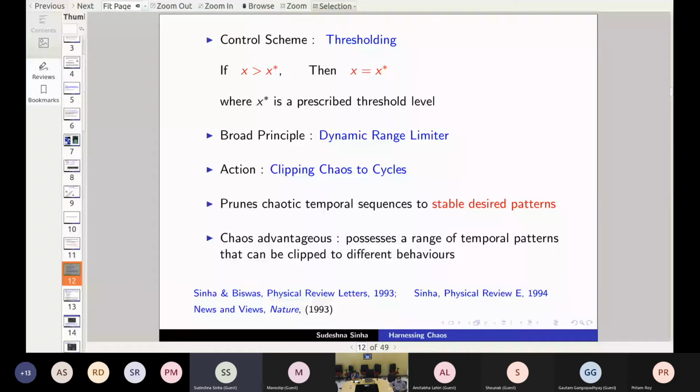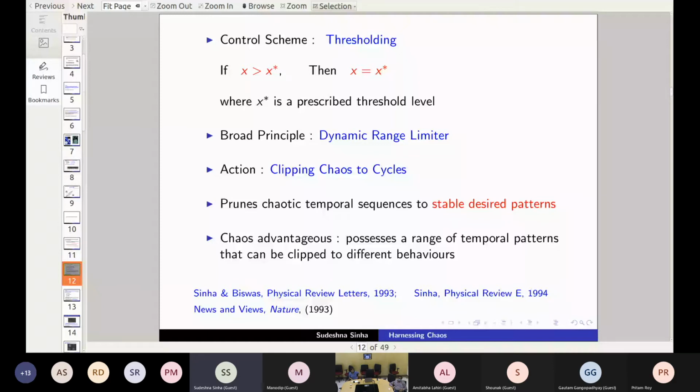So if I had to give it a broad name, a broad principle, I would call it a dynamic range limiter. It's actually very simple to implement. Of course, in the program, it's one line, but even in real life, as I found out later, it is actually one of the simpler control methods which one can implement. And what is the action? Okay, you've done this, but do you get something out of it?